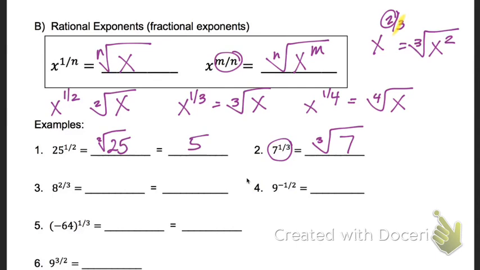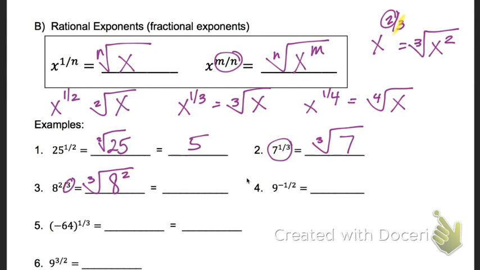I like that. So this one's going to be number 3, it's to the 2/3. The denominator goes on the outside, and it's what makes that 8 smaller. And then the 2 is what makes it bigger. So I'm going to write it like the 3 is on the outside, and then squared is on the inside.